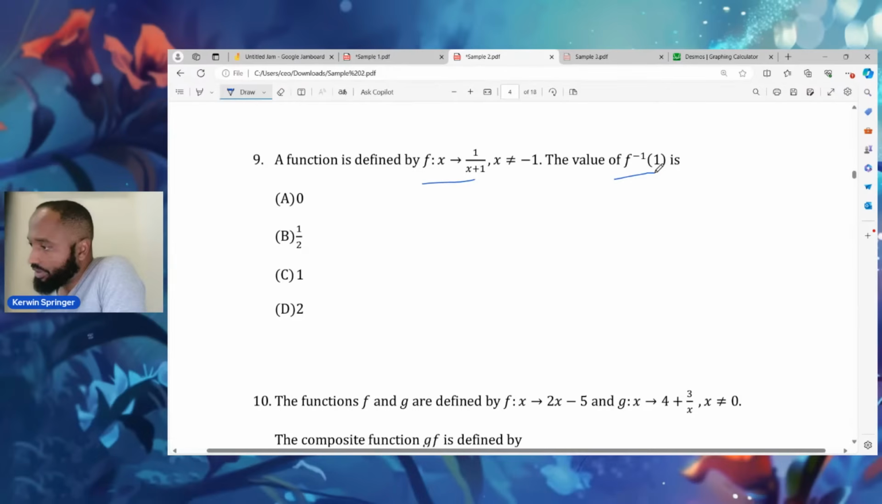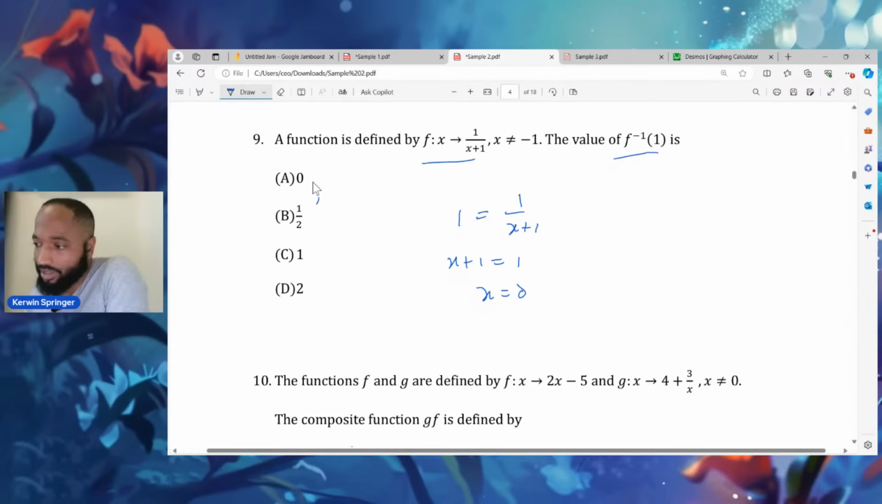The value of f inverse of 1: substitute the 1 to be equal to this to solve this kind of question. So x plus 1 is equal to 1, x is equal to 0 is the answer. If I put 0 in this, I will get 1.